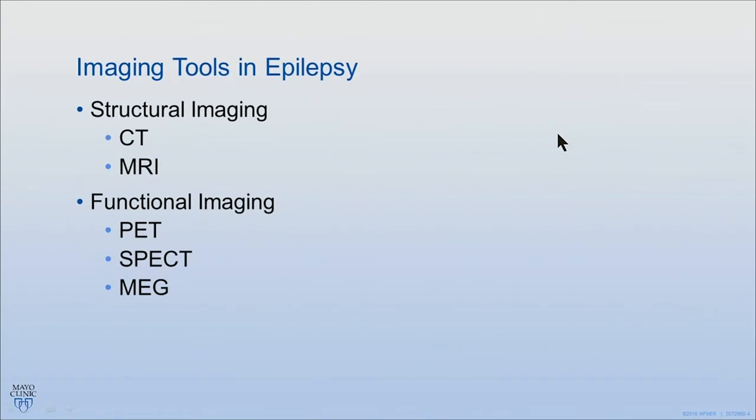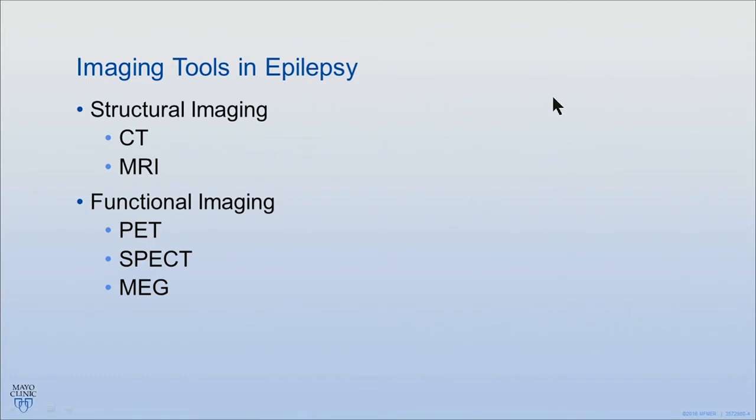We have structural imaging and we also have functional imaging. The meaning of functional imaging is that we use the abnormal function to see the images, so we know where the abnormal function that may relate to epilepsy is located.